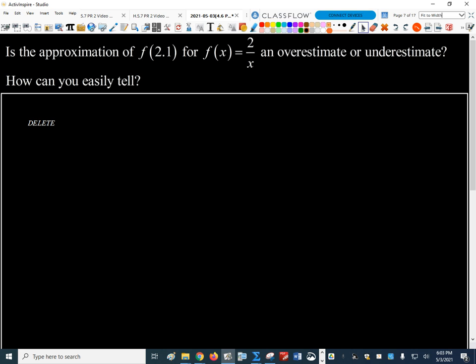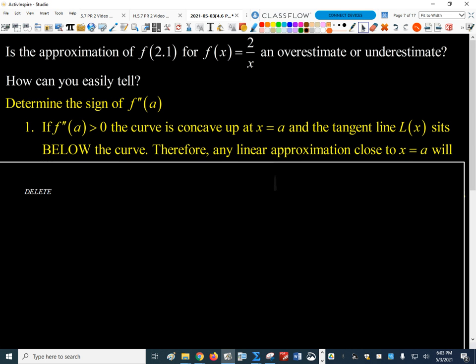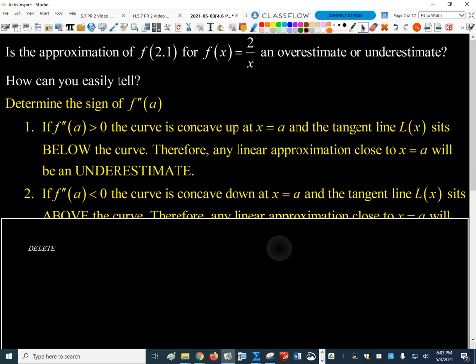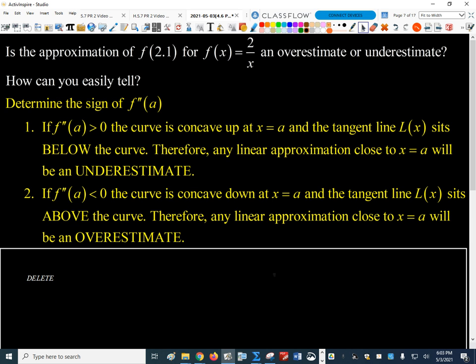Okay, maybe you thought about this, and if you did, possibly you came up with the idea of concavity. Concavity is very useful here. We don't even need to know the value of the second derivative at a, we just need to know the sign of the second derivative at a. At our convenient value of x at a, if f double prime, the second derivative, is positive, think what that means. The curve is concave up, so it's bowl-shaped up.